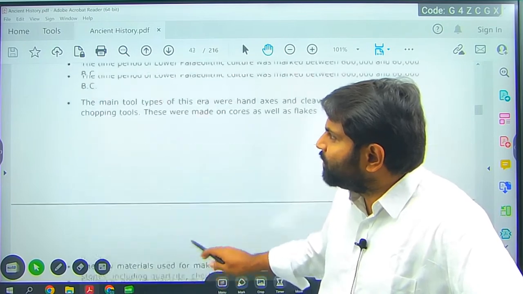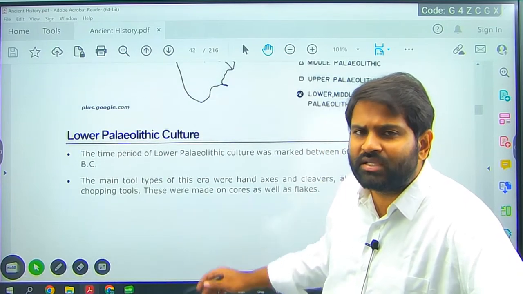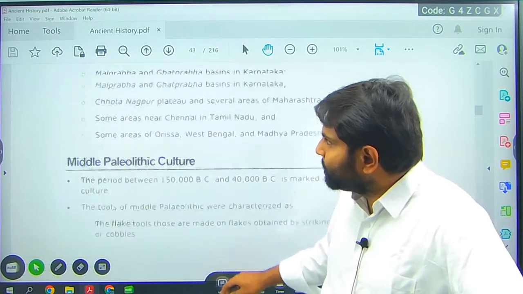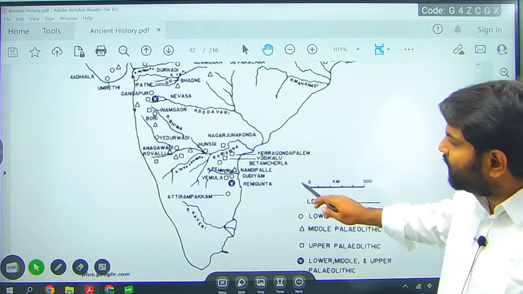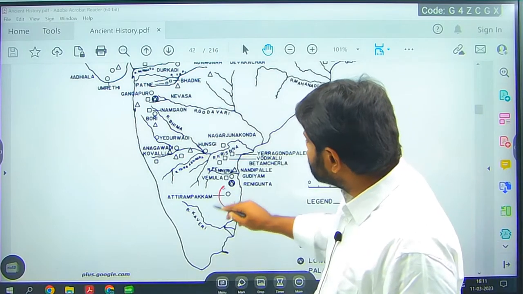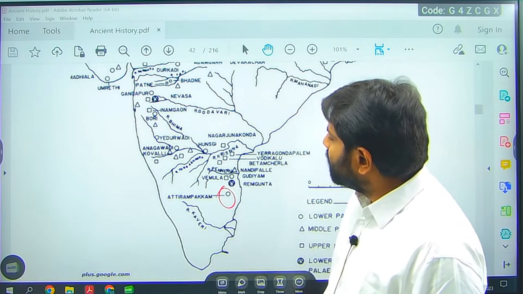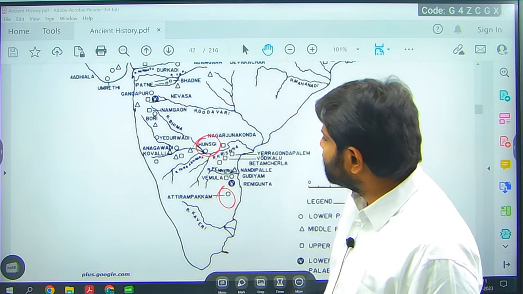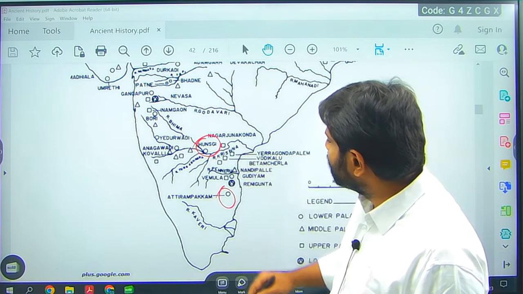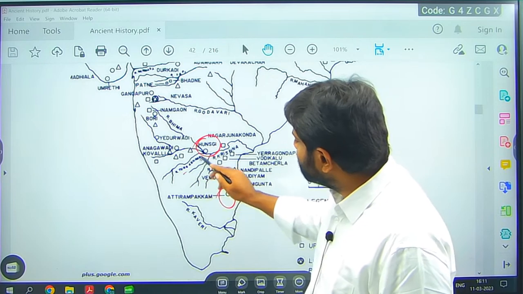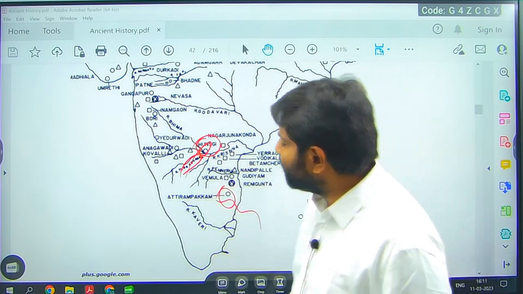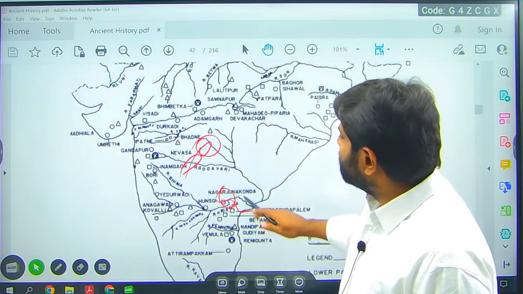What are to be remembered? Remember the raw material, the types of tools and the place, so sites. Bhimbetka is very important. We'll try to identify them on the map. Attirampakkam, you can see here, near Chennai, right, is one. And Hunsgi, you can see here, which is available as a lower Paleolithic site, in Gulbarga, present day Karnataka, Ghataprabha, Tungabhadra Valley, right? Attirampakkam is in the zone of Kaveri, not in the Kaveri Valley, but still in that particular basin.